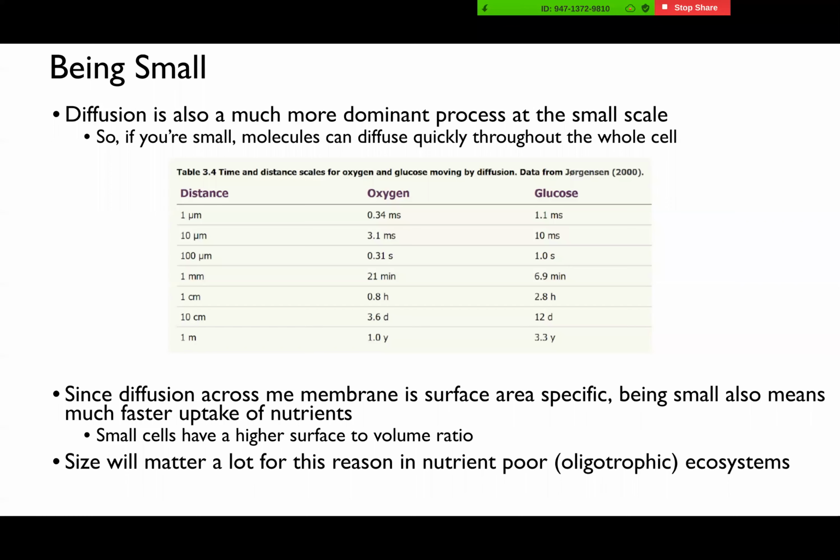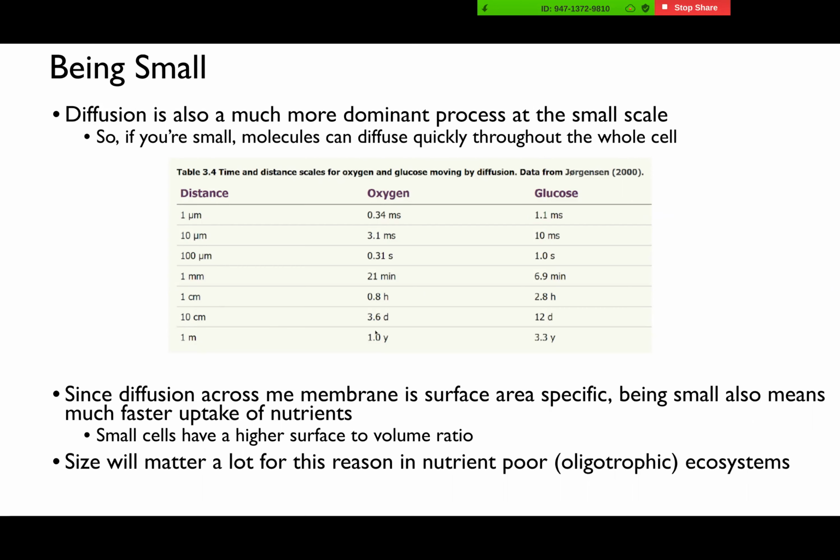is that diffusion is also much more difficult at the small scale. So if you're small, molecules can diffuse quickly through your whole cell. And so we can just look at this little handy table. We have the distance, 1 micron, 10 microns, so on and so forth, and the diffusion of oxygen and glucose.